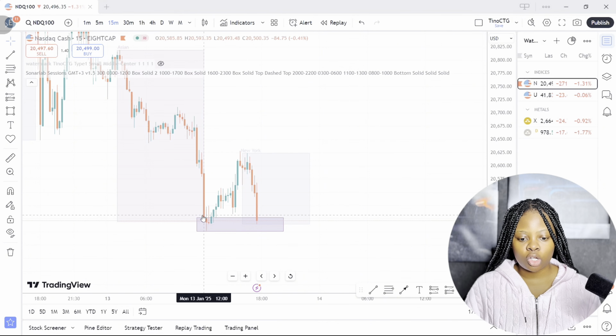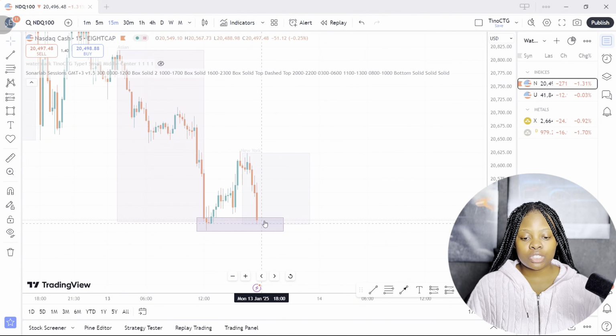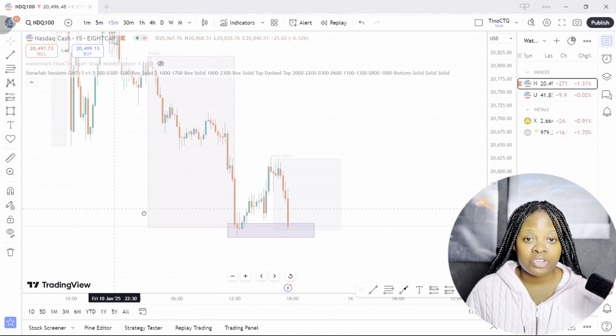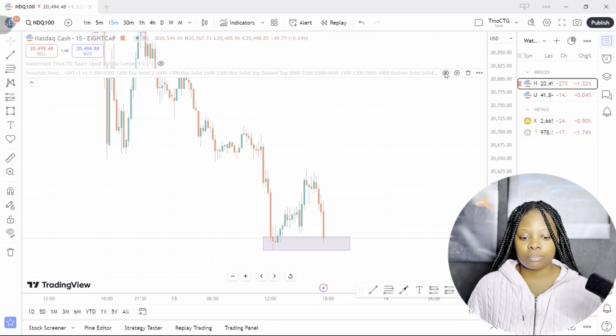But right now we're at the close of the Asian session, the low of the Asian session. Now the market is retesting the Asian low for the first time during the New York session, right? So I'm expecting to see a little bit of a retracement on this part here. I want to go into a little scalp.